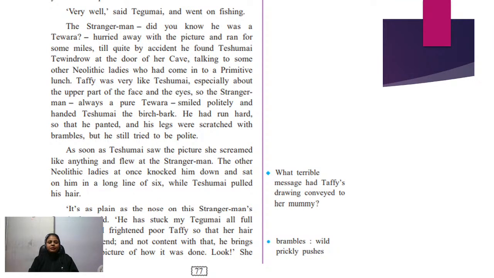She flew at the stranger man, and the other Neolithic ladies also. They knocked him down together. They all sat on him, whereas Teshumai was pulling his hair. And she said, "Look, this person has struck Tegumai with his spears. My poor little daughter is frightened, and that is why her hair is all standing on end. And still, he is such a horrible man that he has managed to get this picture."